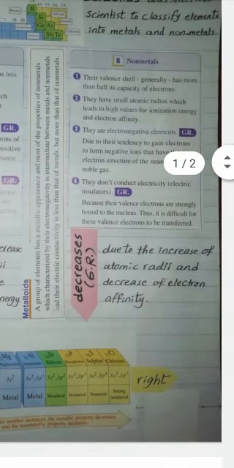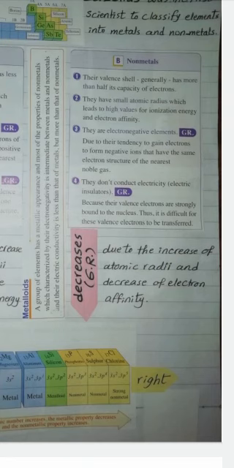In nonmetals in group 7A, non-metallic property decreases due to the increase of atomic radii and decrease of electron affinity. Then, what is the most active and strongest nonmetal in group 7A? Fluorine is the most active and strongest nonmetal in group 7A.